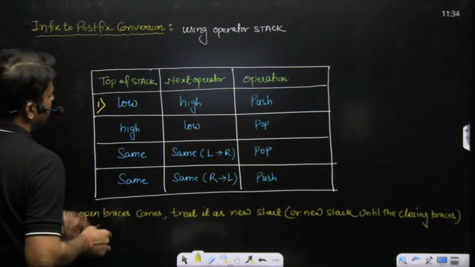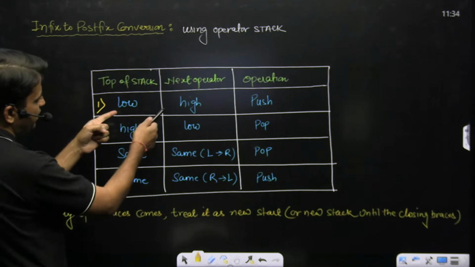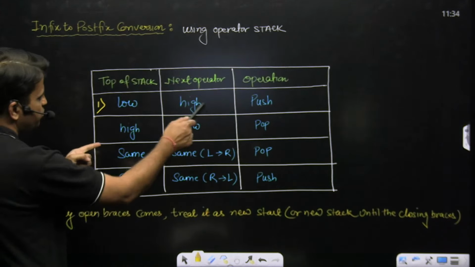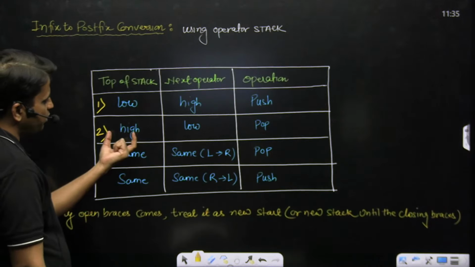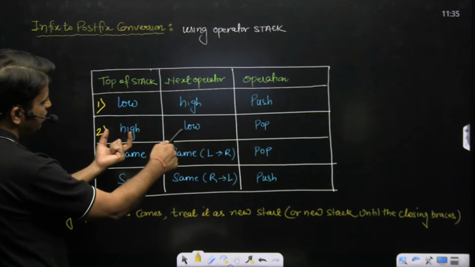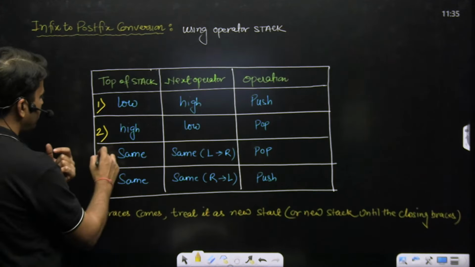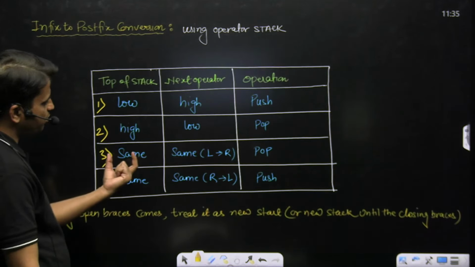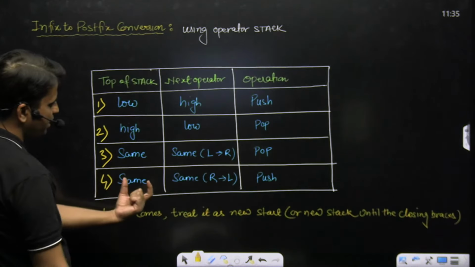नंबर 1 इज सेइंग, इफ टॉप ऑफ स्टैक, सर इफ यू आर स्कैनिंग स्ट्रिंग, इफ टॉप ऑफ स्टैक इज लो और नेक्स्ट ऑपरेटर एनकाउंटर हाई प्रेसिडेंस, देन push into stack. Second, if top of stack is high operator precedence and next operator encounter low precedence operator, then pop. Third rule, sir, if same precedence operator बच्चे, if associativity is left to right, then pop. If associativity is right to left, then push.